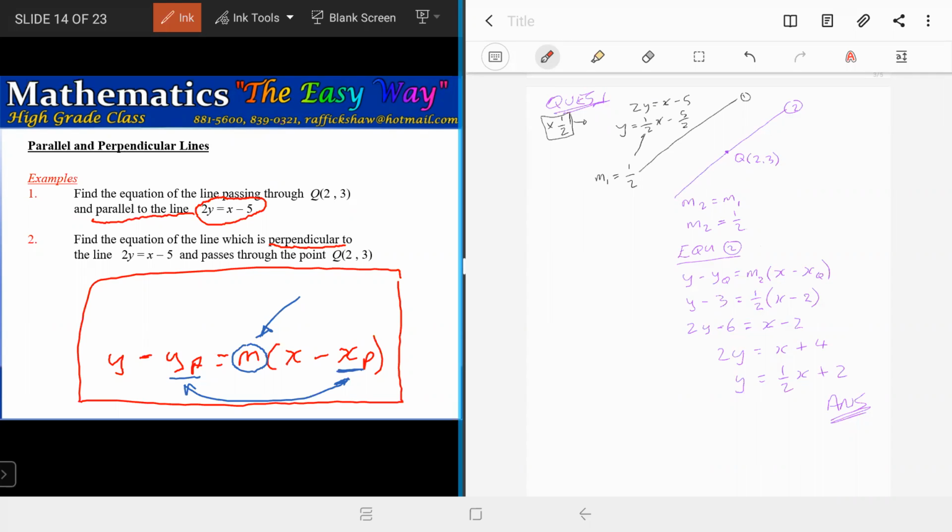So if they give you the gradient alone and don't give you a point, they have to give you something else for you to use to find the point. If they give you the point and don't give you the gradient, they have to give you something that you can use to find the gradient. And you have to know all these relationships where gradient is concerned.